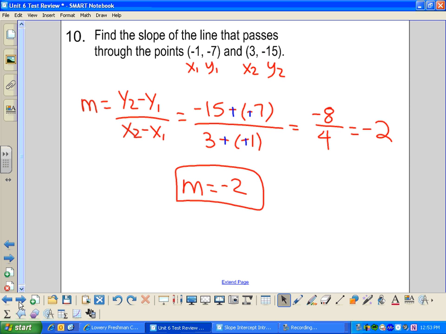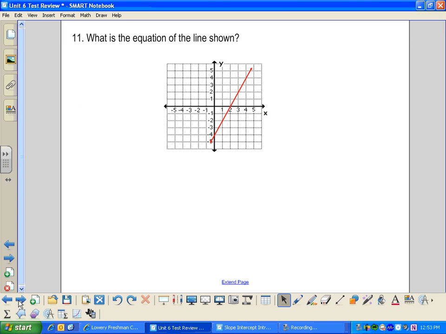If I graphed it, I would see my line was going down. My slope is decreasing. What's the equation of the line?